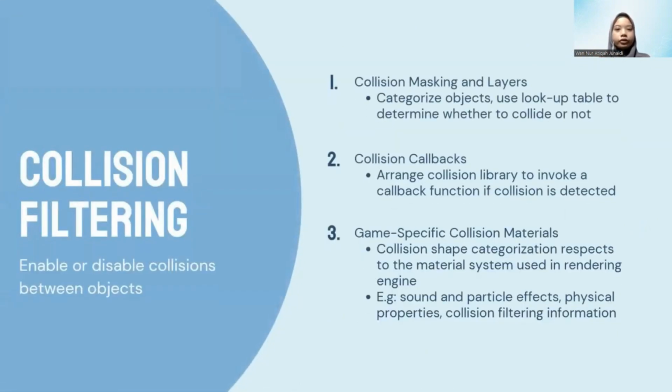Next is the collision filtering, which enables or disables collisions between objects. There are three: masking and layers, callbacks, and collision materials. So masking is categorizing objects on whether to collide or not. Callbacks is using a callback function, and collision materials uses a material system.